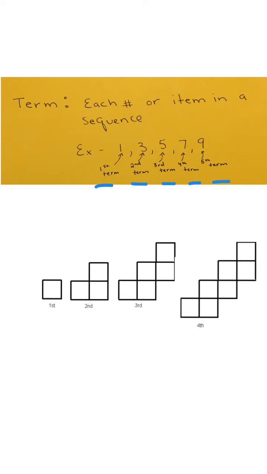In the figures here below, this would be my first term, so it would be a 1. My second term would be 3. My third term would be 5. And my fourth term would be 7.